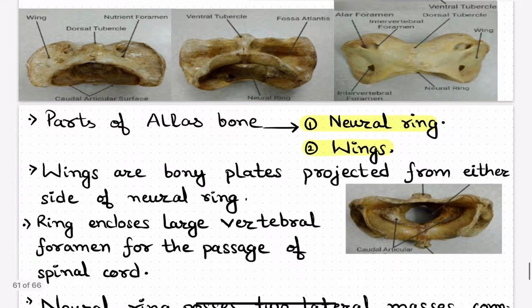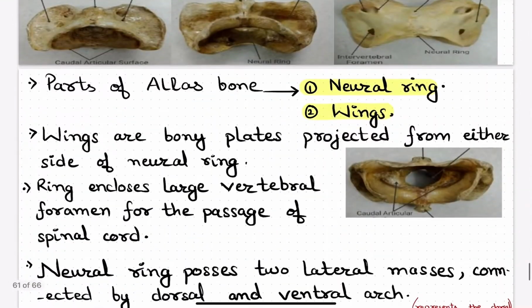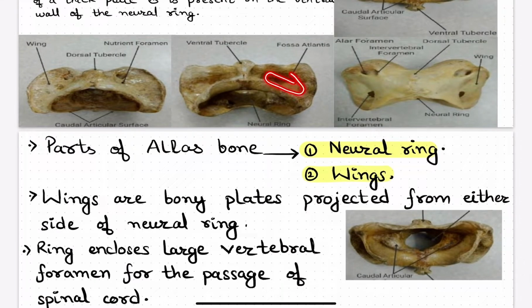This is the fossa atlantis, where the alar foramen opens, and this is the nutrient foramen, through which vessels pass and provide nutrients to the bone tissues. Okay, this is the wing region.